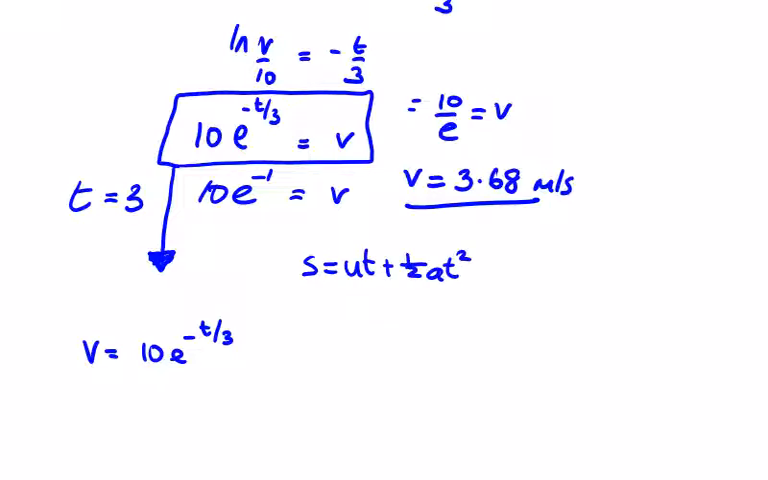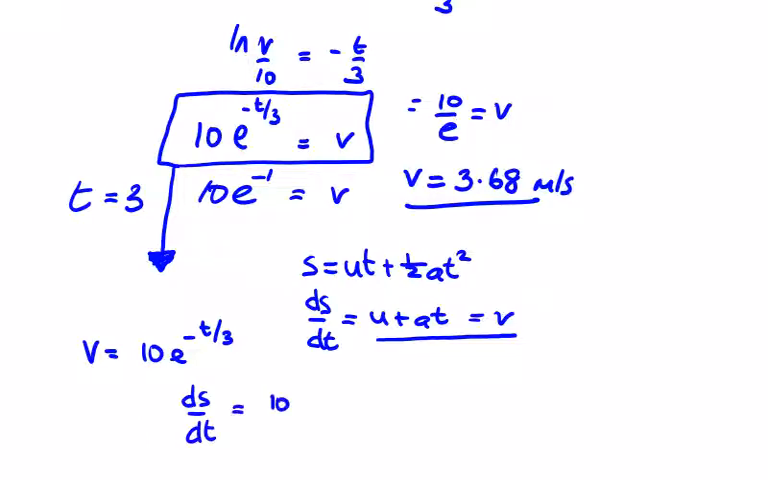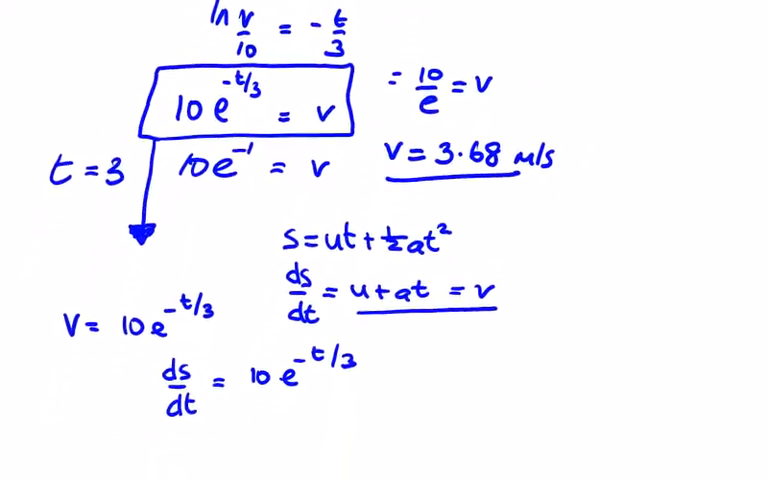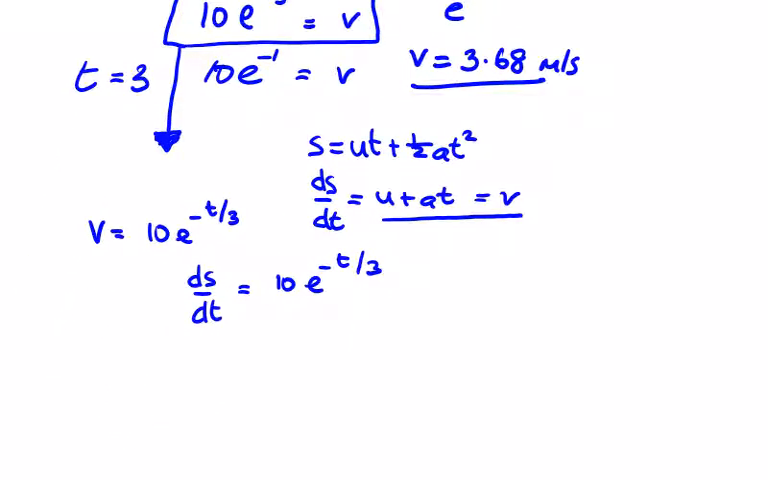So if we want the distance of this particle at any time, we need to use ds/dt. So ds/dt, distance and time, is equal to u plus at, which is my velocity. So I can change this velocity into ds/dt is equal to 10 e to the power minus t/3. So this is how we get displacement in time. We've just dealt with velocity in time. So now if I want displacement at any time, ds will be equal to 10 e to the power minus t/3 dt.